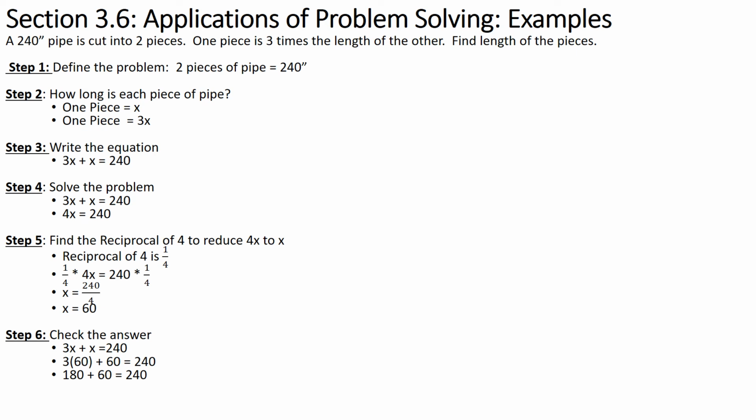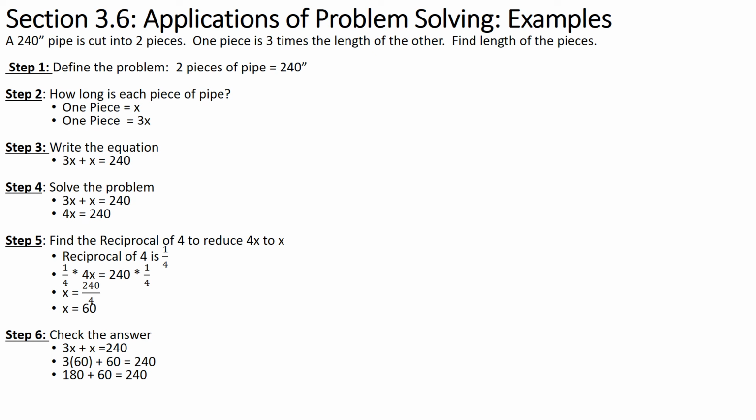Here's another one. A 240-inch pipe is cut into 2 pieces. One piece is 3 times the length of the other. Find the lengths of the pieces. So I've got 2 pieces of pipe, and one is 3 times the length of the other. I don't know what it is, but I know one piece is x. The other one would be 3x. And x plus 3x is going to equal 240 inches.